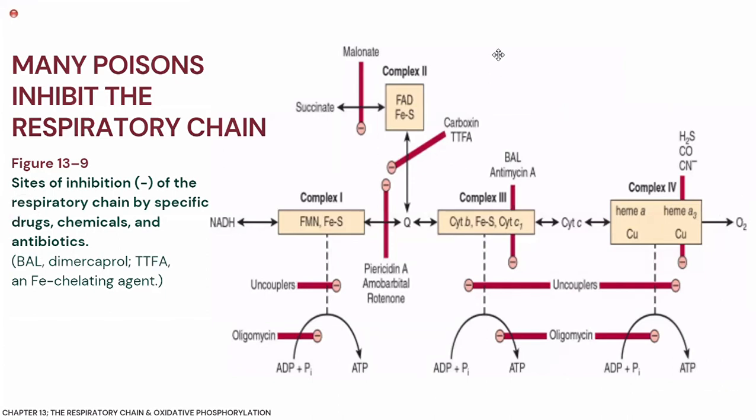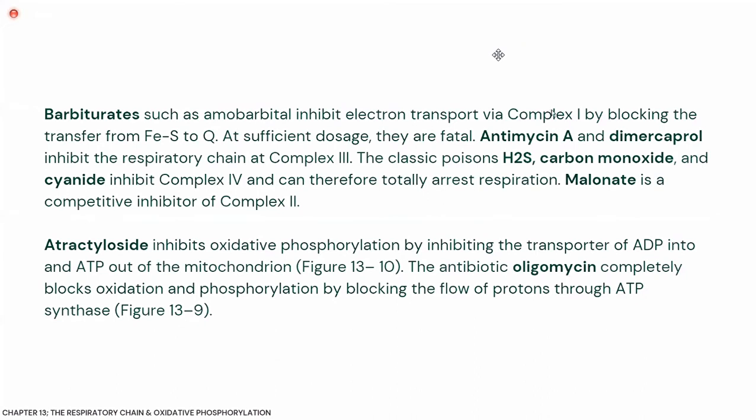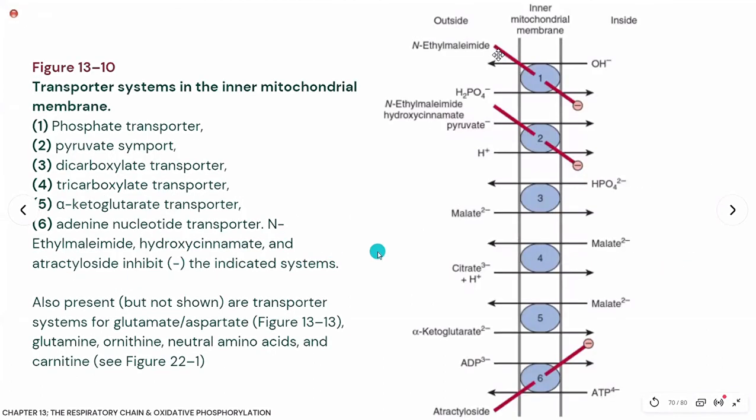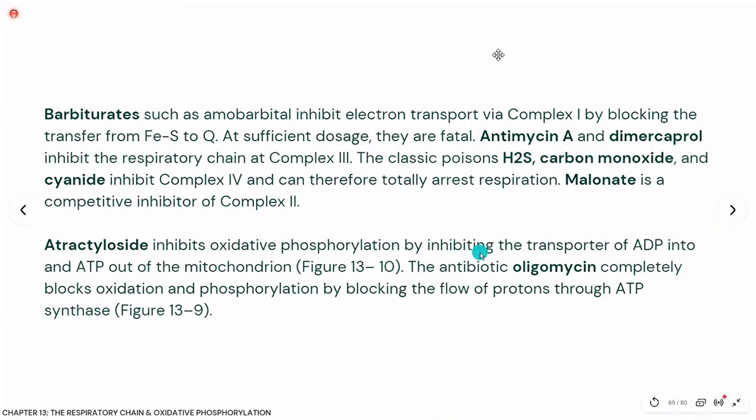Now? Barbiturates, we have that, amobarbital, antimycin A, antibiotic, dimercaprol, hydrogen sulfide, malonate. Atractyloside inhibits phosphorylation by inhibiting the transporter of ADP. Oligomycin completely blocks oxidation and phosphorylation by blocking the flow of protons through ATP synthase.